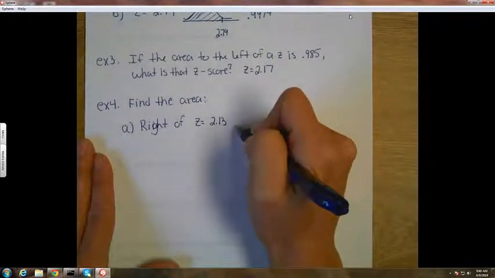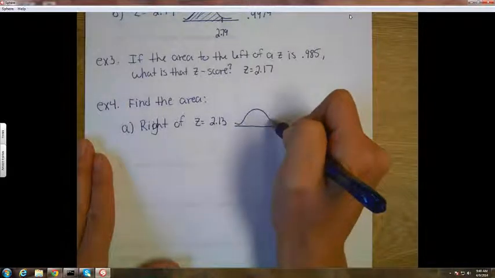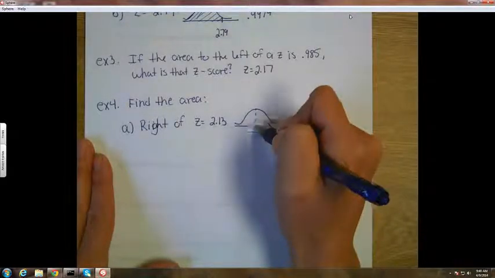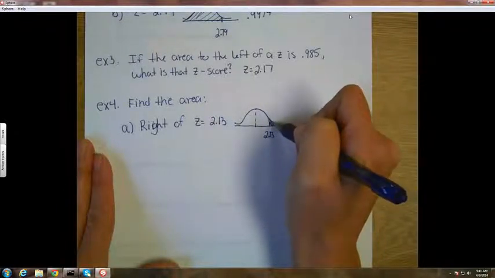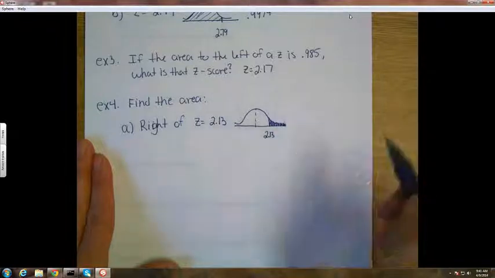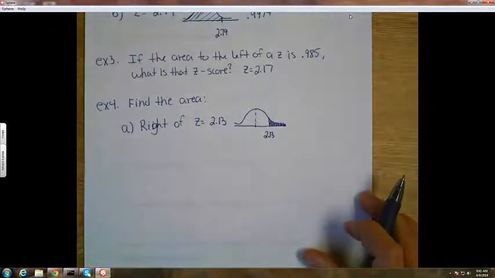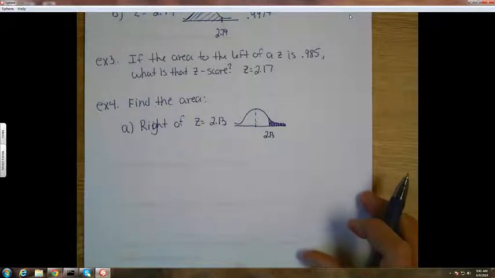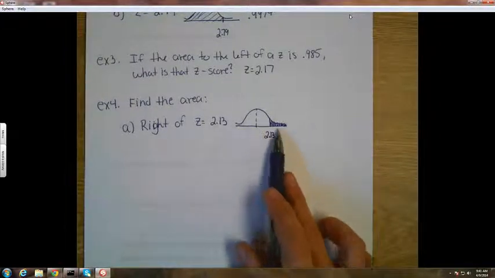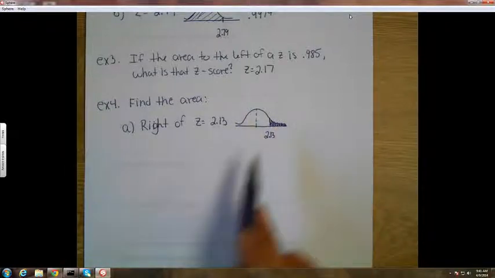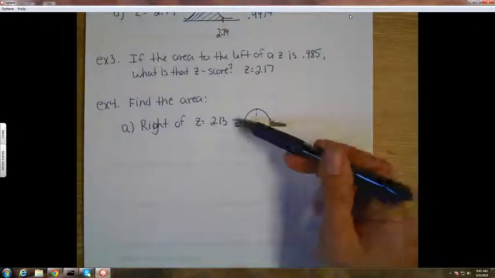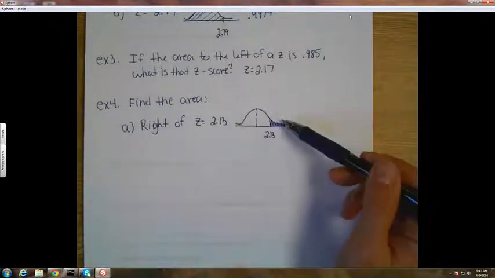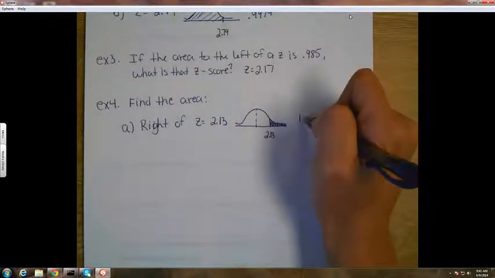Let's think about what I'm looking for here. 2.13 z-score, there's 0, that's about here. I want the area to the right of this. So you can just subtract it. Because what's the total area under the curve going to be? It's going to be 1. It's always going to add up to 1. What's the table value going to give you? Always going to give you the area to the left, and I want the area to the right. So what's the process going to be? 1 minus that table value.